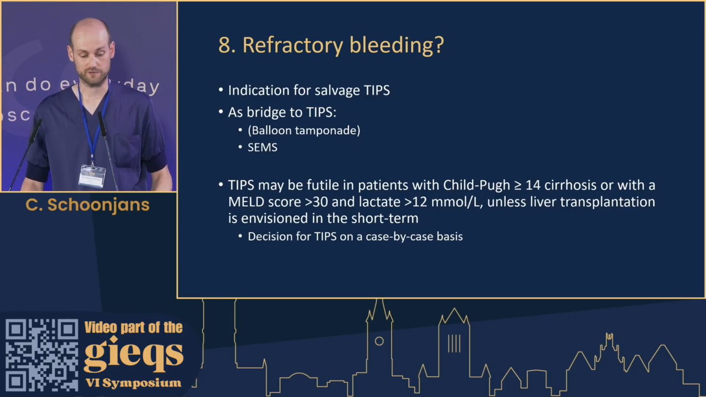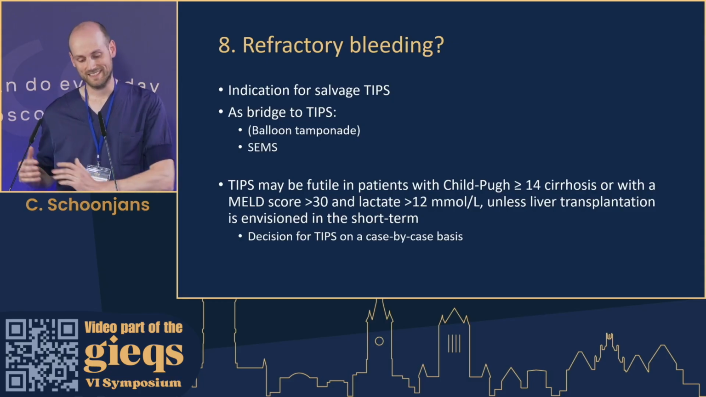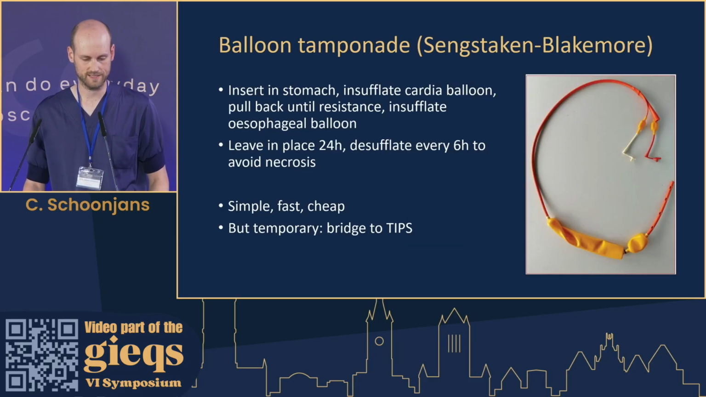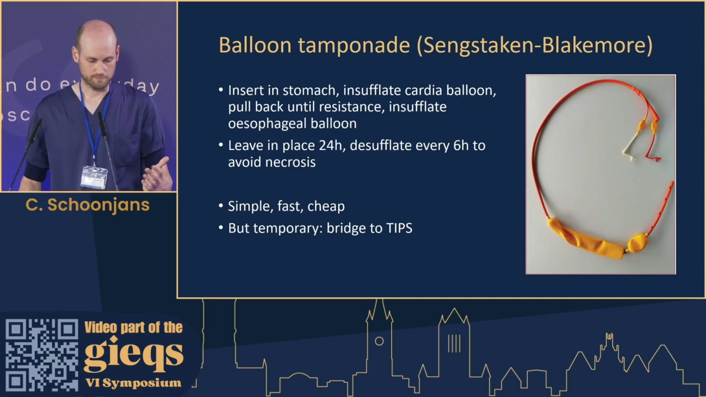If the liver function is very poor, Child-Pugh C 14, 15, a high MELD score, a lactate more than 12, unless there's a liver transplantation envisaged in the short term, this can be futile care. So think about this with every patient. So you're in between for the TIPS. You can place a balloon tamponade.